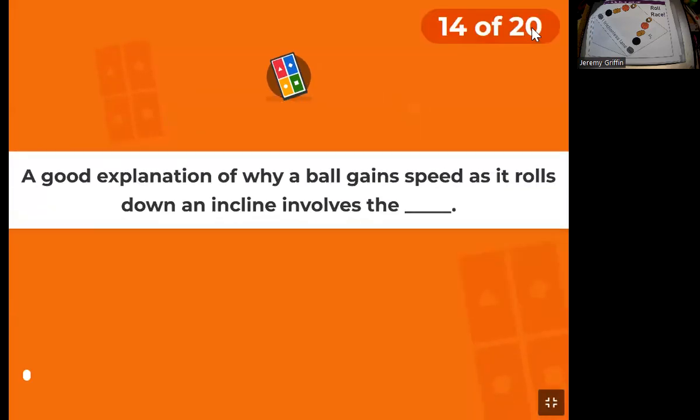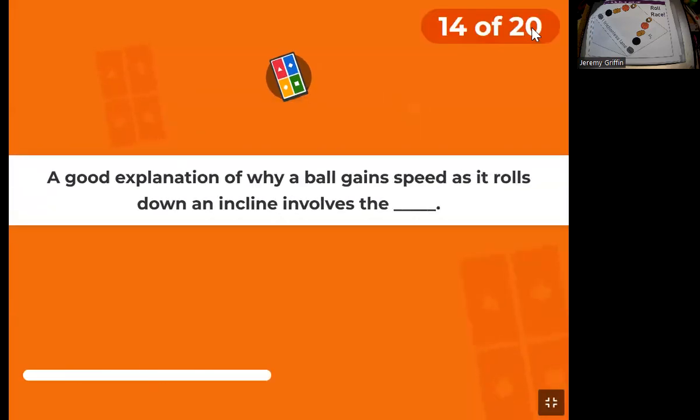IO, keeping the top spot. Why does the ball gain speed as it rolls down the incline?